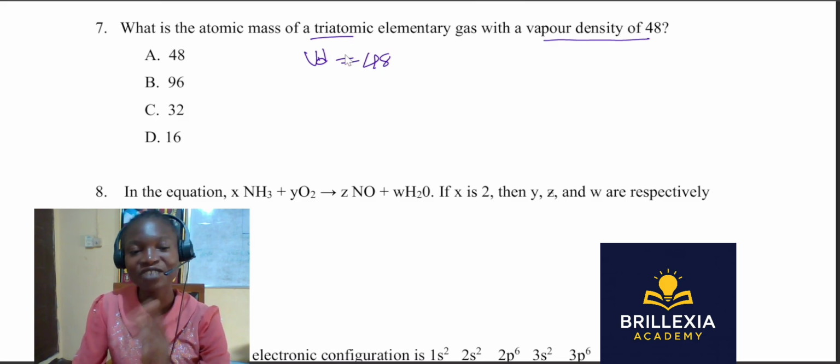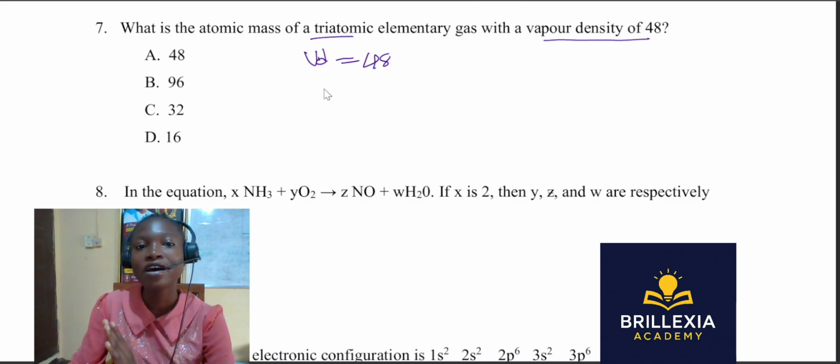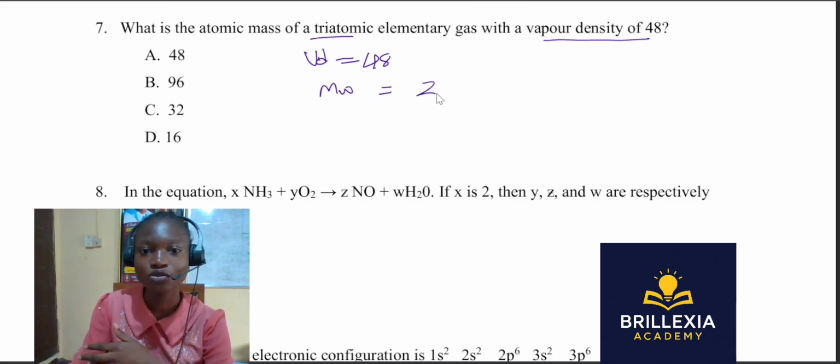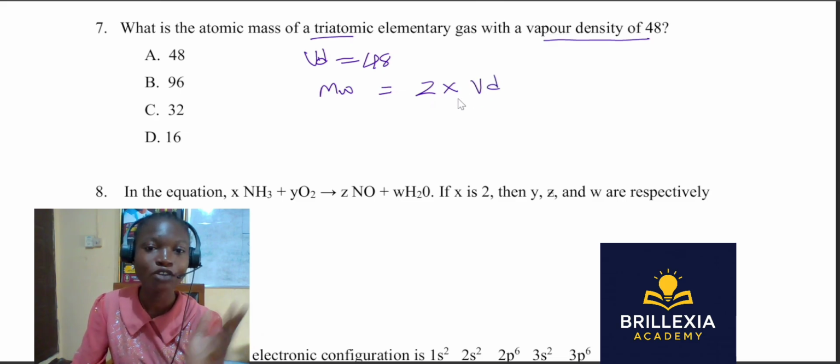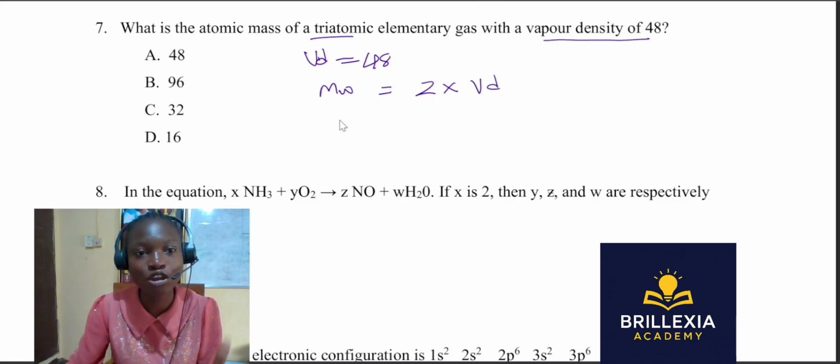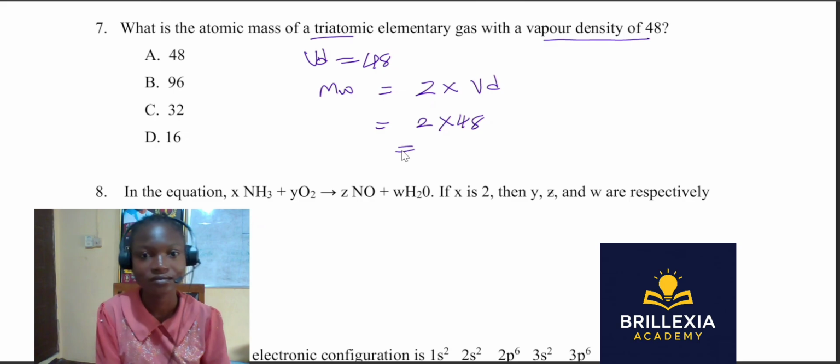There is a formula that actually relates atomic mass and vapor density together, and the formula is molecular weight, or you call it atomic mass, equals 2 times vapor density. Just a direct formula, 2 times vapor density. So that means your atomic mass or atomic weight equals 2 times 48, and that gives us 96 gram per mole.